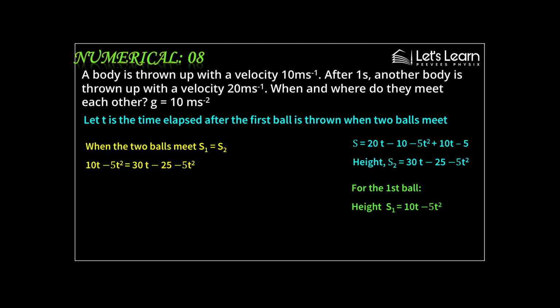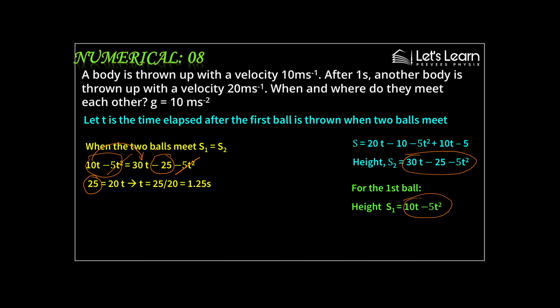What is the first height? 10t minus 5t square equals the distance traveled by the second ball. The second height is 30t minus 25 minus 5t square. Minus 5t square minus 5t square cancels. I take minus 25 to the other side. It becomes plus 25. 10t I am taking to this side, becomes minus 10t. So 30t minus 10t gives you 20t. So t equals 25 divided by 20, which gives you 1.25 seconds. So the two balls meet after a time of 1.25 seconds.